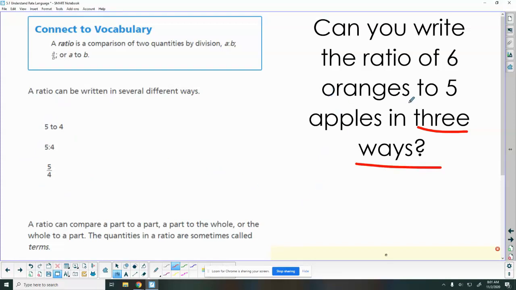So I know oranges has to be first because that's what was given first. So I could say there are 6 oranges to 5 apples. I could say there are 6 oranges and just put the word to 5 apples. Or I could say there are 6 oranges to 5 apples. All of these mean the same thing, but notice I put oranges first every single time. Oranges came first to keep that ratio the same.